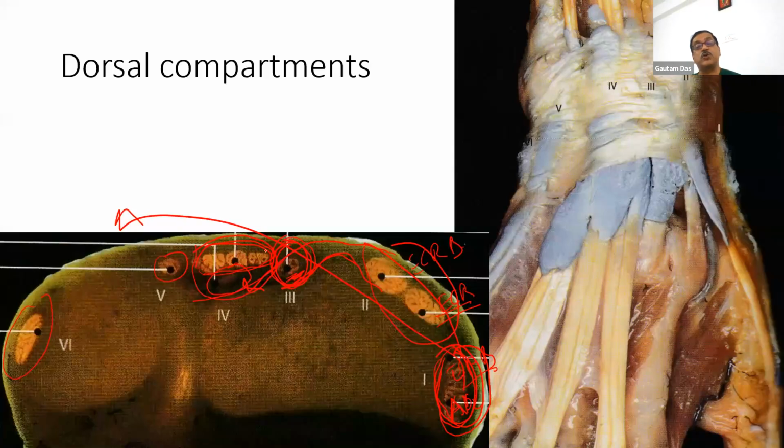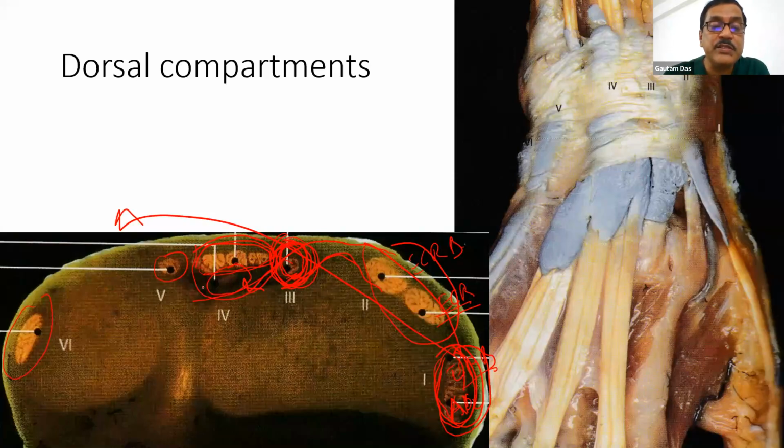So the extensor pollicis longus will be coming first. What will happen? Again, this will be crossing these two second layer, second compartment muscles distally, and that is known as the distal intersection syndrome. But as I was telling, there are a few other areas where this intersection is also possible.